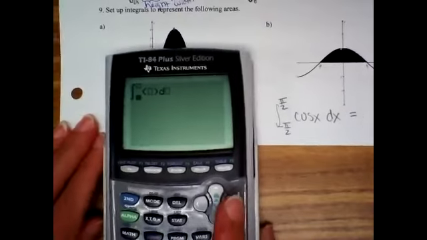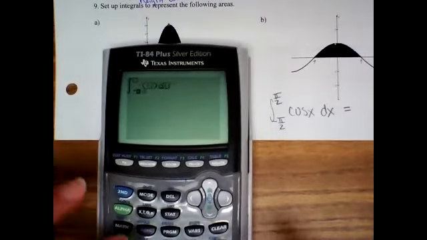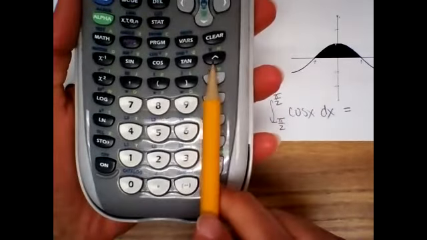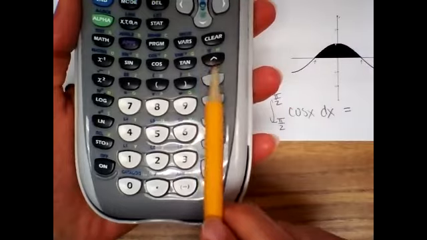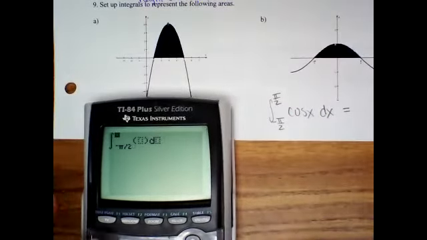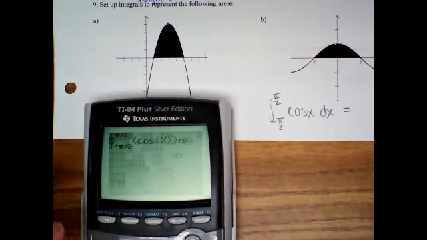And we're going to do negative pi over 2. Pi is second function, and then the little caret key, the exponent key, is right below clear. So negative pi over 2 to positive pi over 2, cosine of x dx. And you need to be in radian mode. Make sure you're in radian mode.